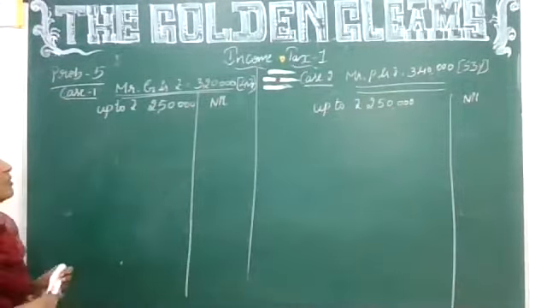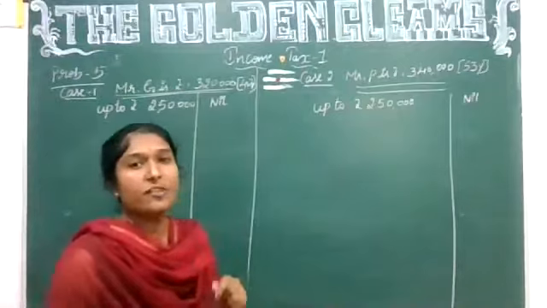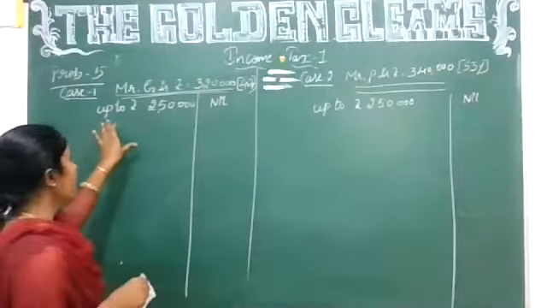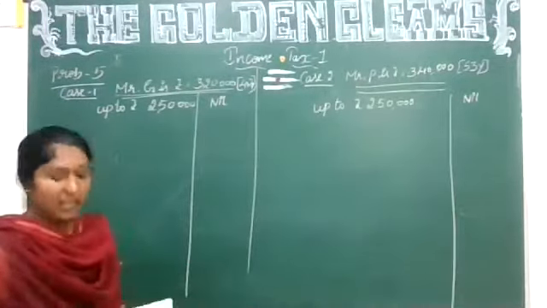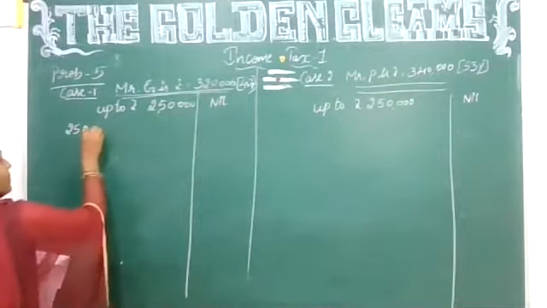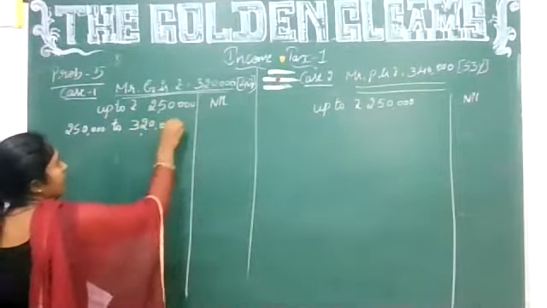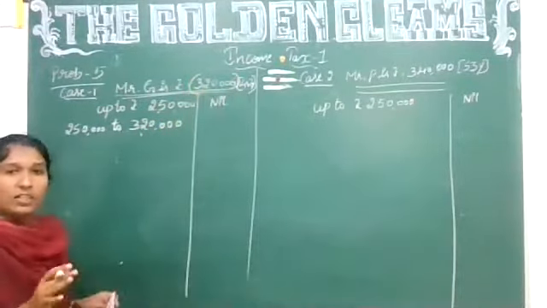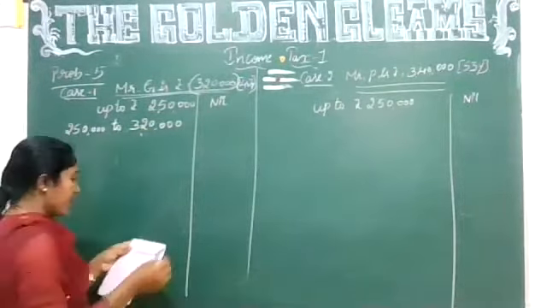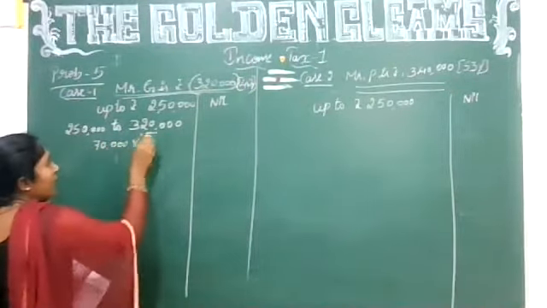For 42 years, we have to take the first format, because the age is 60 years or less. The first format: up to rupees 2,50,000 is nil. The next slab is 2,50,000 to 3,20,000. The 3,20,000 is the total income. We take 3,20,000 minus 2,50,000. The answer is 70,000 into 5 divided by 100.